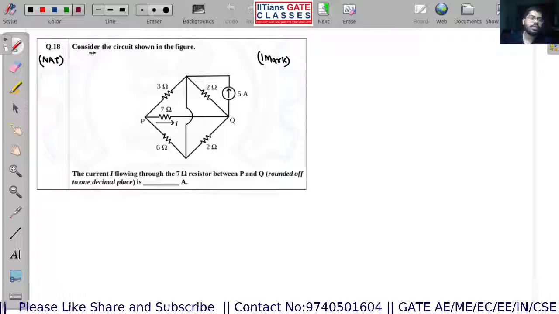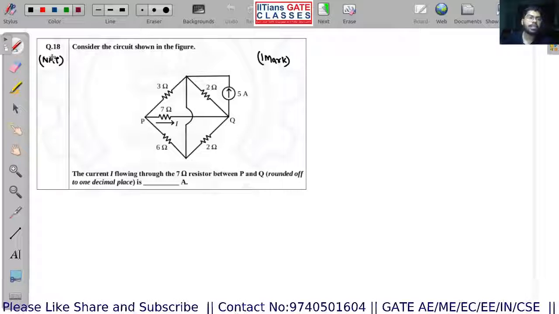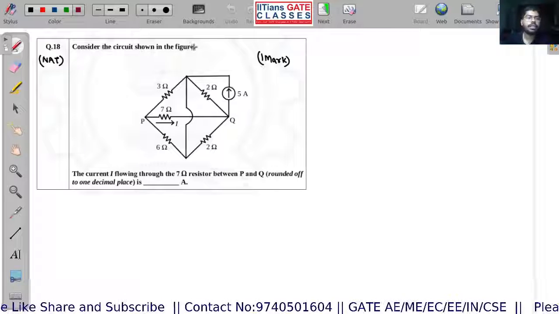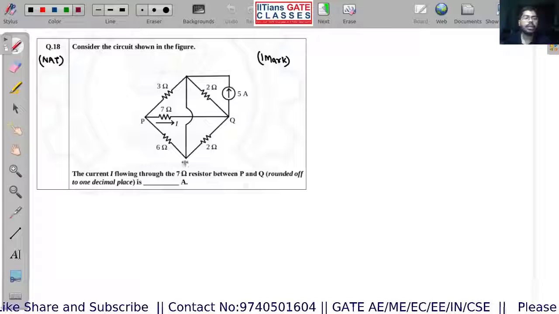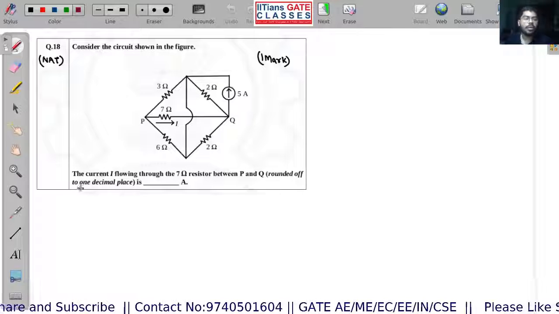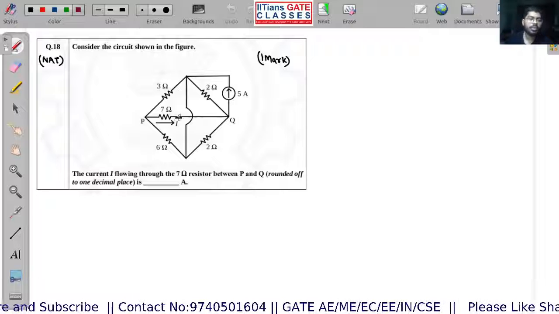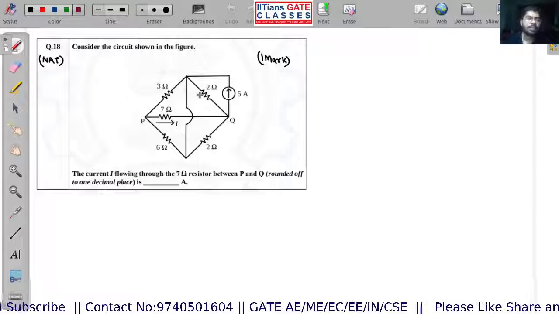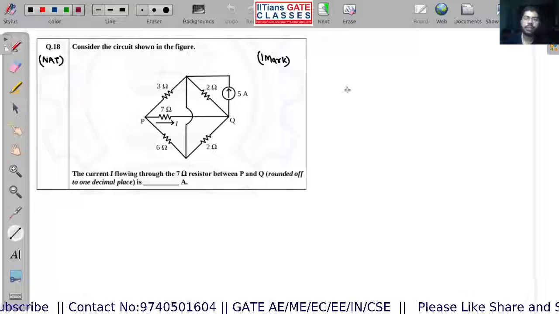So the first question was a 1-mark question in numerical answer type. Consider the circuit shown in the figure. The current I flowing through the 7 ohm resistor between P and Q, rounded off to 1 decimal place. So you need to find what is this current. First thing first, let me simplify this circuit a little bit.